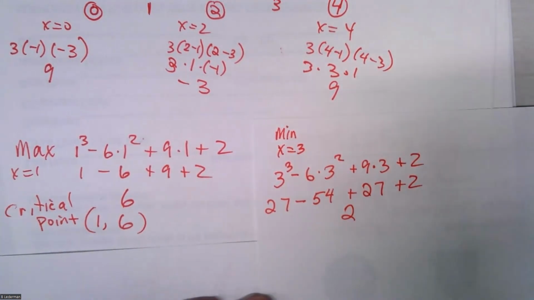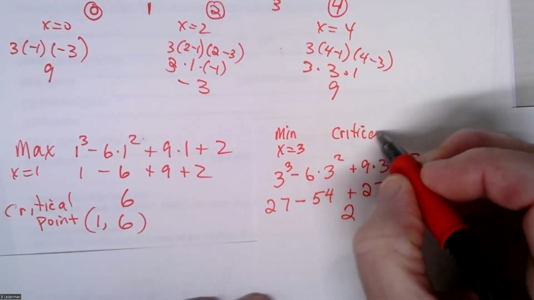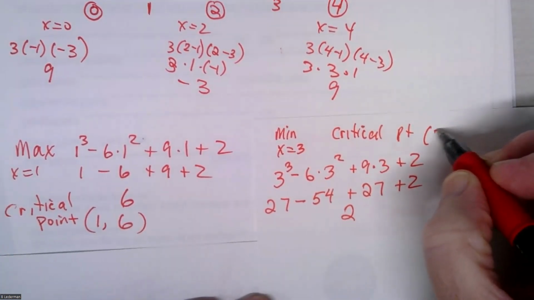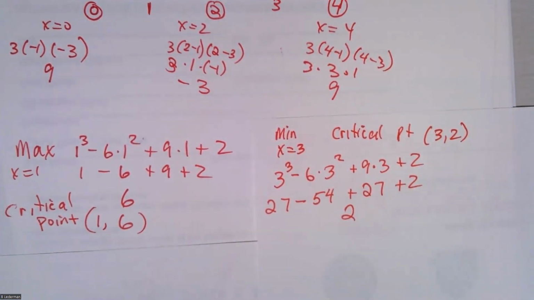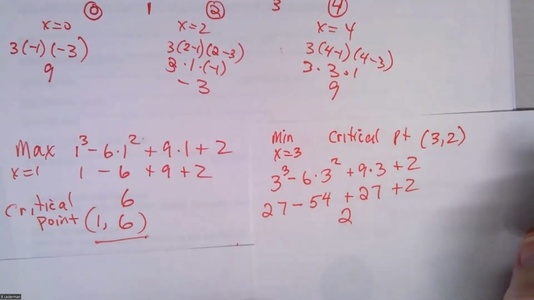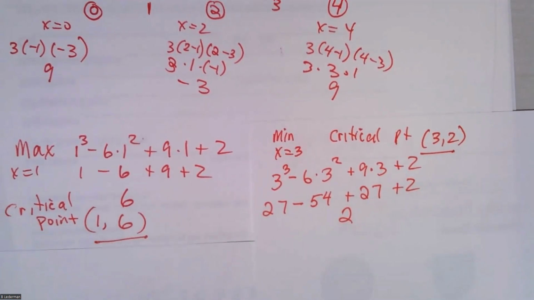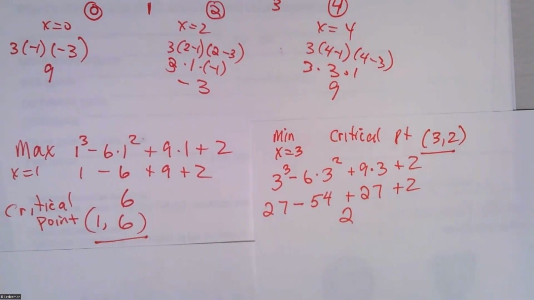So my critical point is going to be 3 comma 2. So 1 comma 6 is my critical point, which is the min, and 3 comma 2 is my critical point, which is a max. I'm sorry, vice versa. 1 comma 6 is the max, and 3 comma 2 is the min.